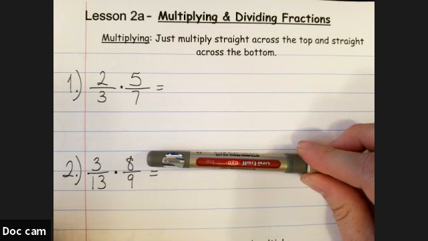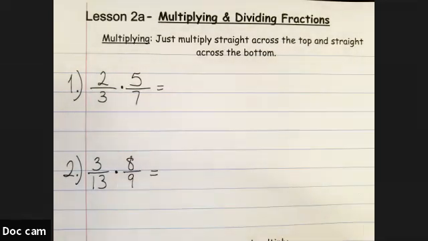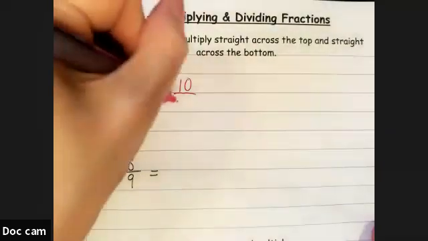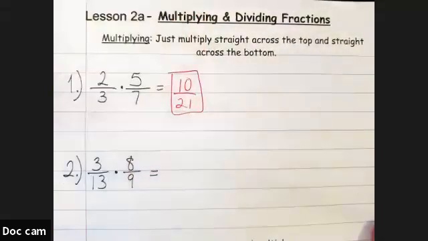Yeah, okay, good. So you also have to have your fractions reduced. If they're able to be reduced, I always start with that, but otherwise just multiply straight across. So like 2 times 5 would be 10, and then 3 times 7 would be 21. So your answer would just be 10 over 21 for that.